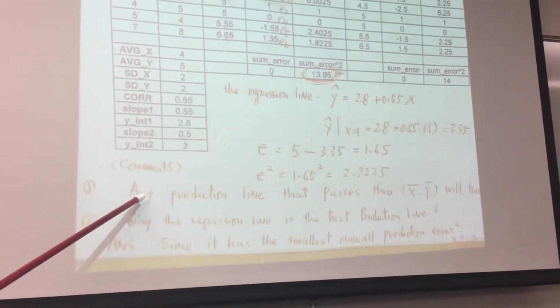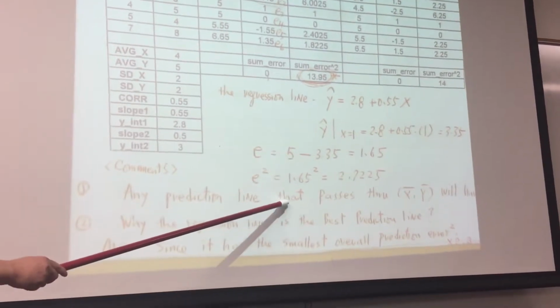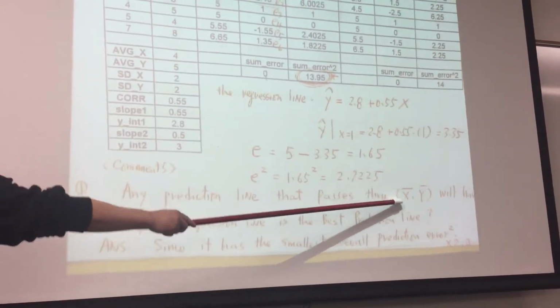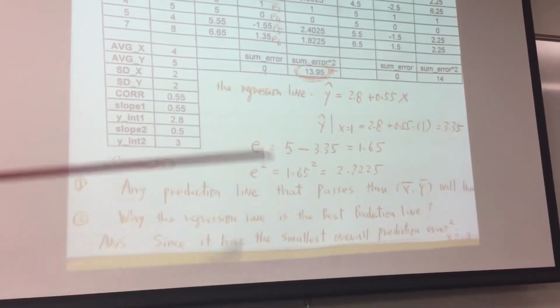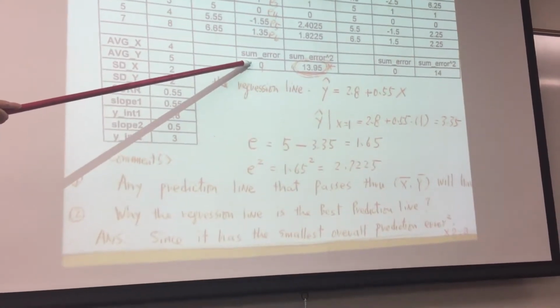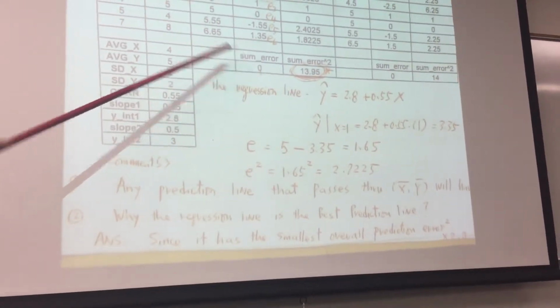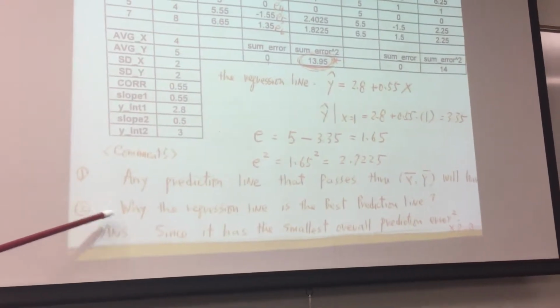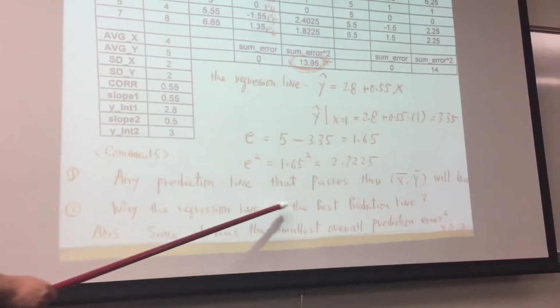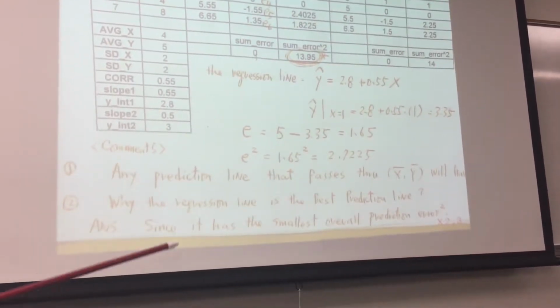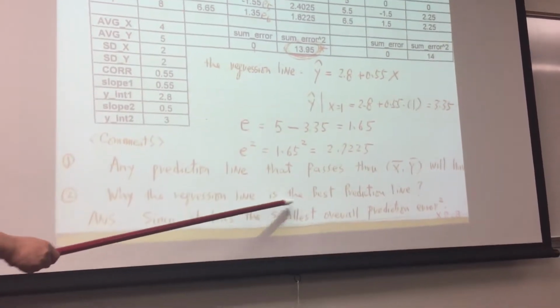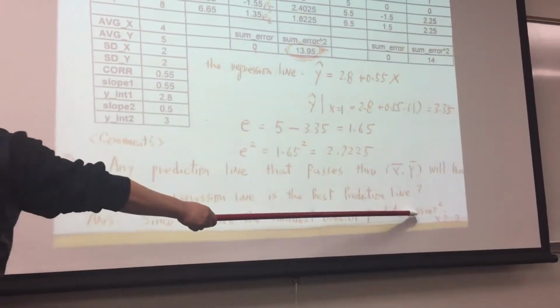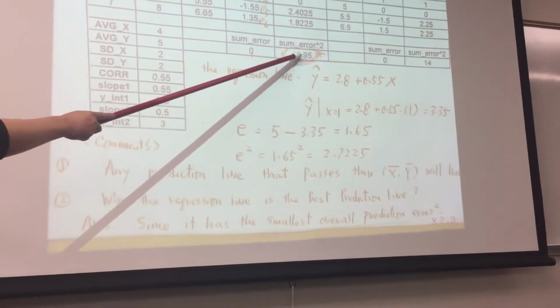Comment 1. Any prediction line that passes through the point of average, x bar, y bar, will have overall prediction error equal to 0. Okay? Now, comment 2. Why is the regression line the best prediction line? The answer is very simple. Since it has the smallest overall prediction error square. In our example, this number is 13.95.